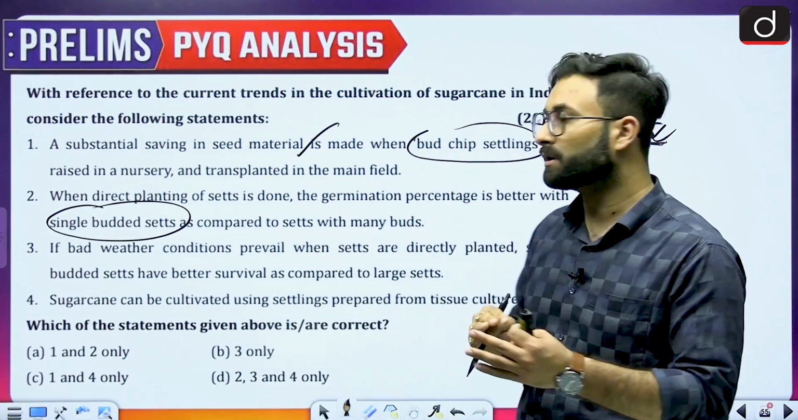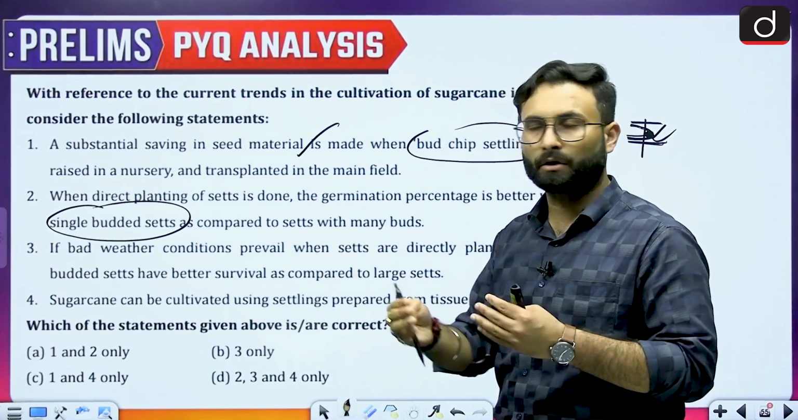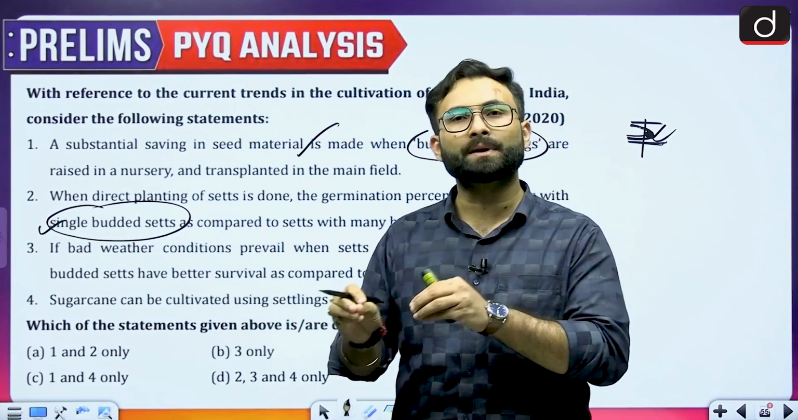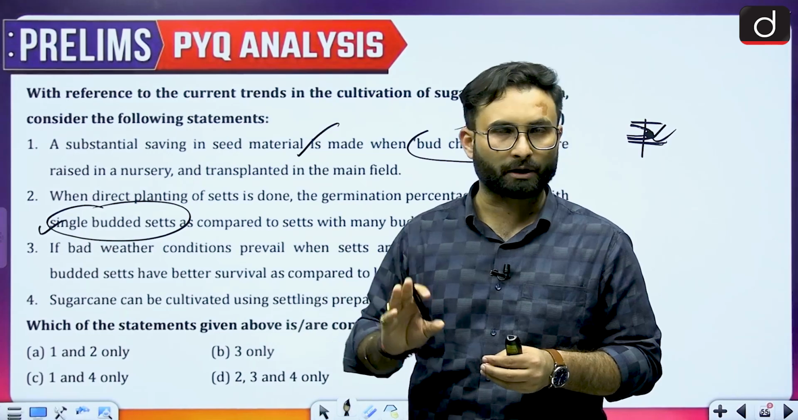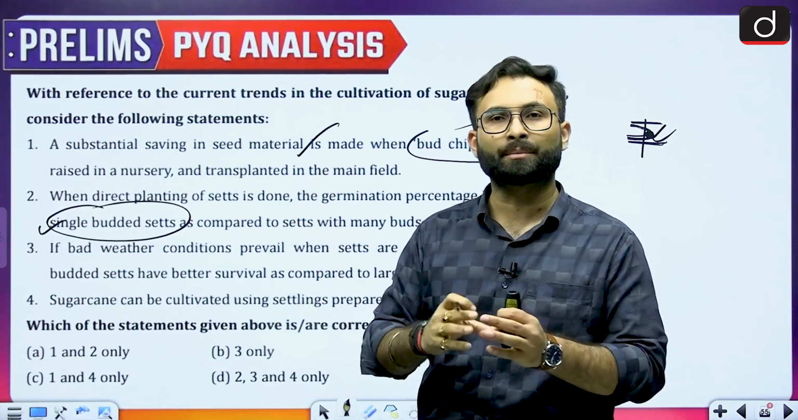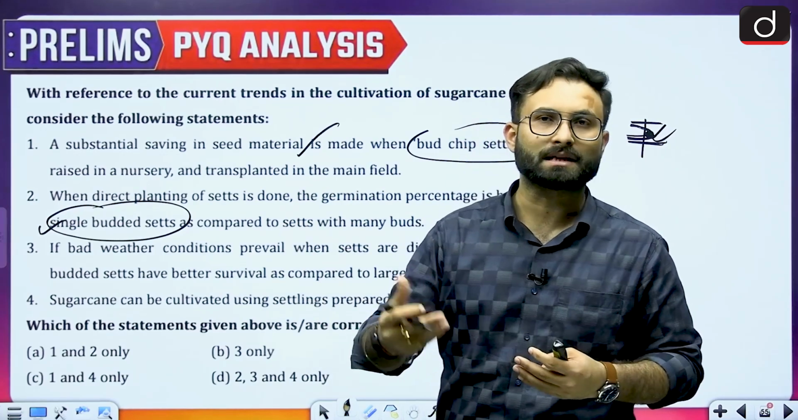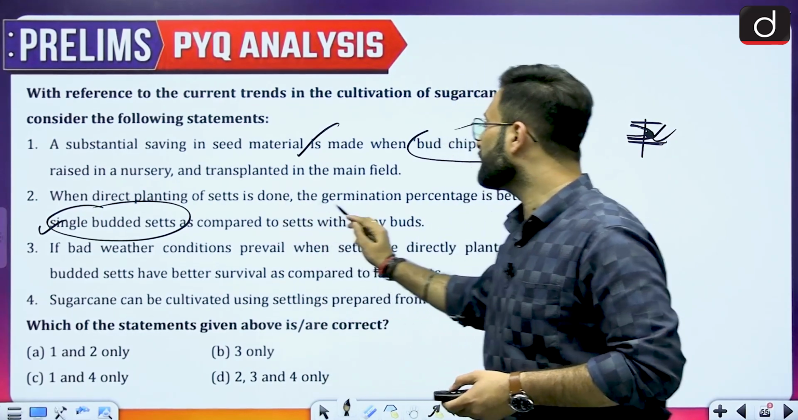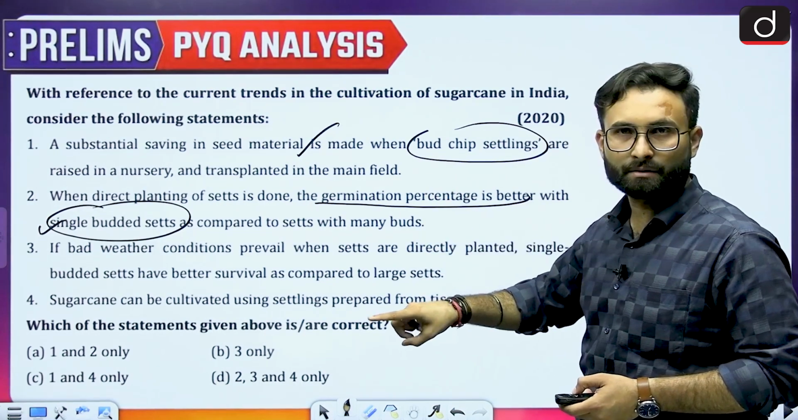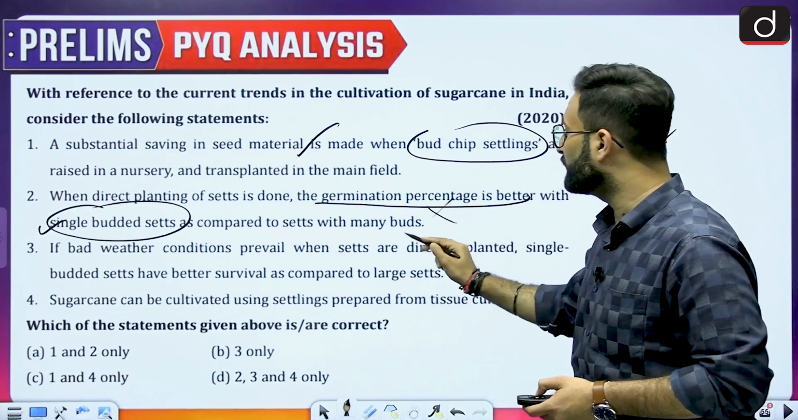Now that is wrong, because if you are having many buds, that means that many openings are there from which you can sprout a particular plant. So if there is a single bud, there are fewer chances. If there are multiple buds, then chances are increasing. So the germination percentage is better with multi-bud sets. Okay, so this statement is incorrect.